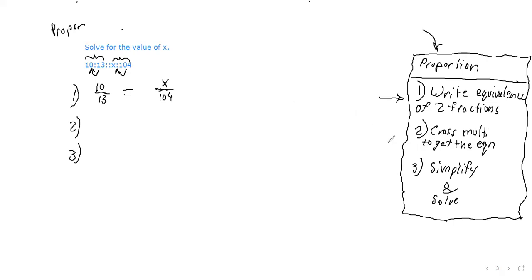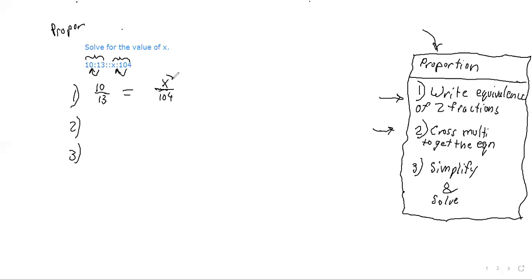So now let's go ahead and do the next step in the procedure, which is we have to solve an equation. We don't yet have an equation here. We have an equivalence, which is a difference. So what we're going to do is cross multiply to get our equation. How do we do that? We simply multiply the tops and the bottoms to get our equation.